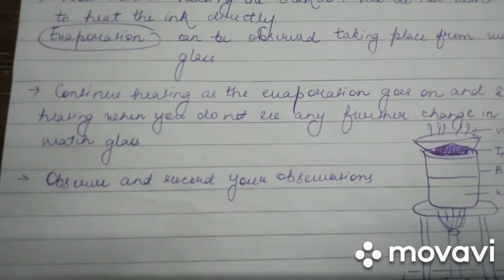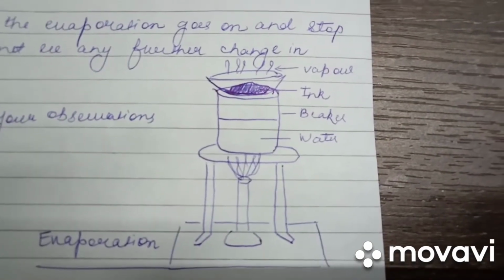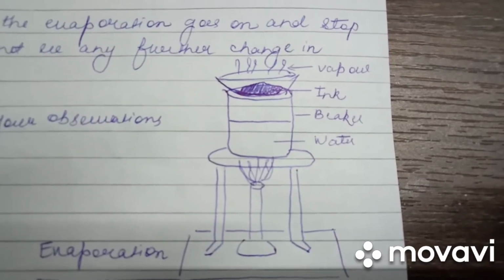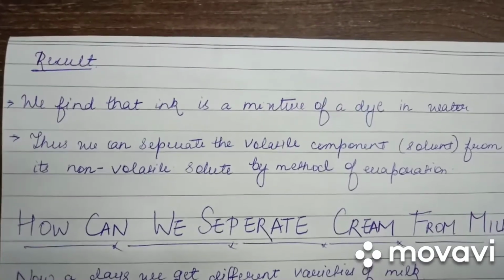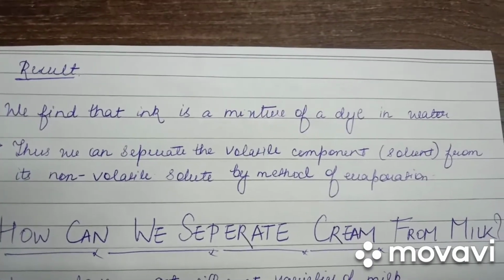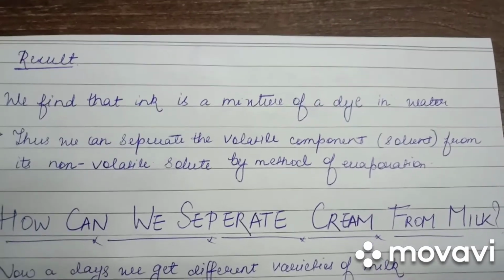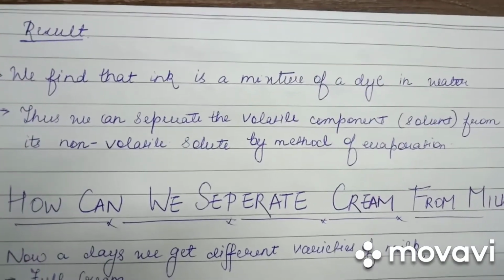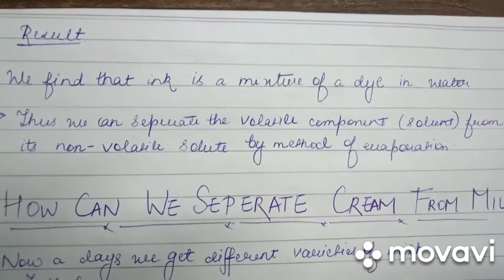What do we observe? Here can be seen an apparatus in which a beaker is kept above a burner, and on top of it we have a watch glass which contains a few drops of ink. We find that ink is a mixture of a dye in water. Thus, with the process of evaporation, we can separate the volatile component from the non-volatile solute. Evaporation happens to be the most common procedure to separate a volatile component from a non-volatile component.